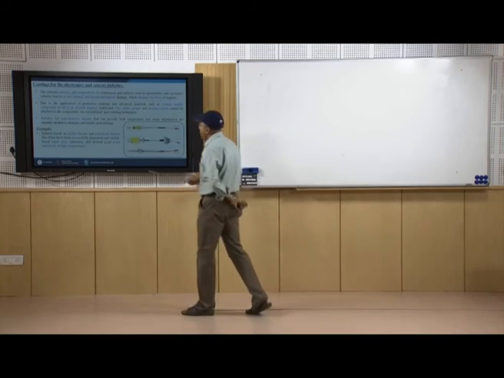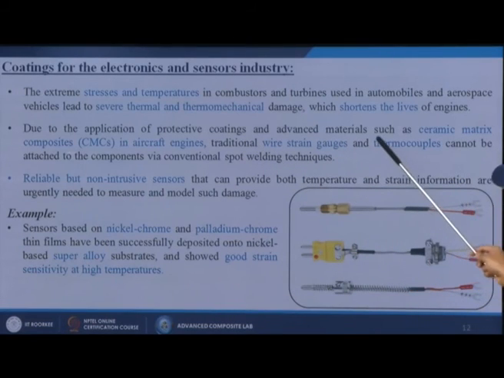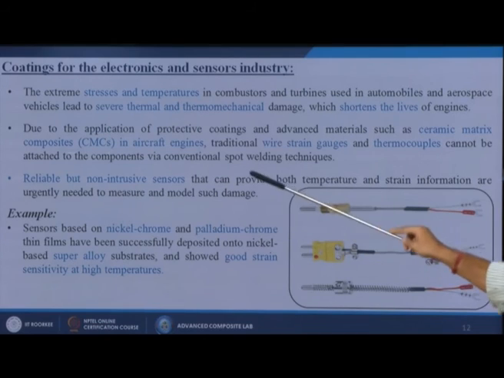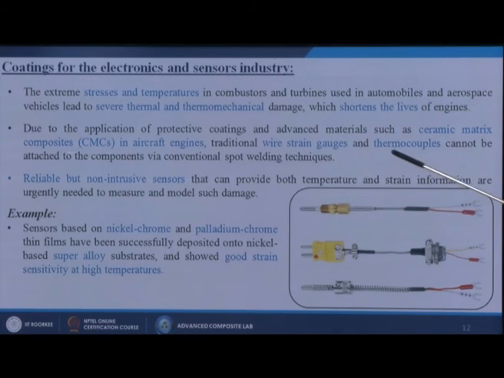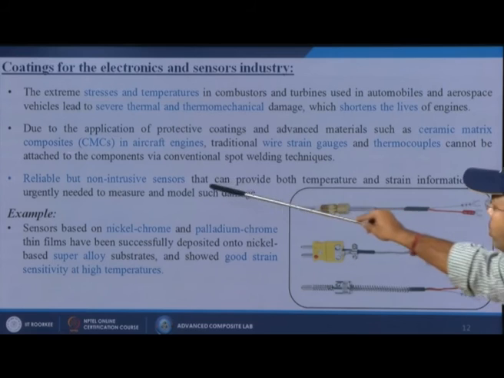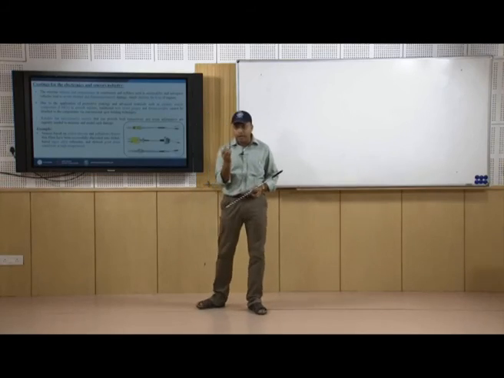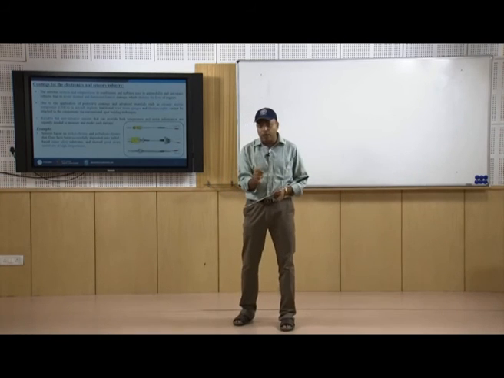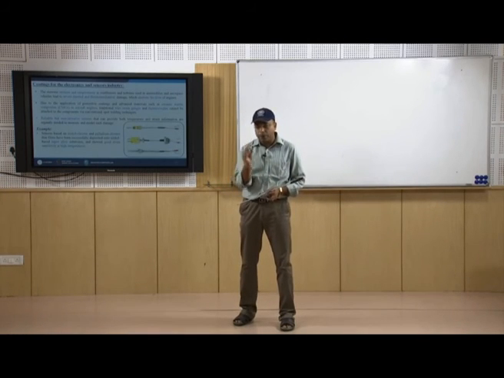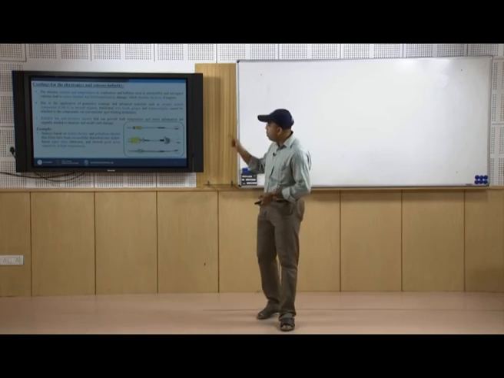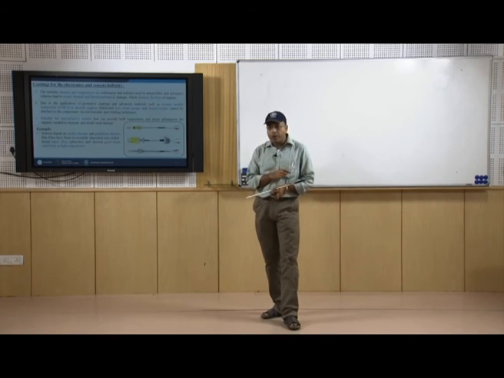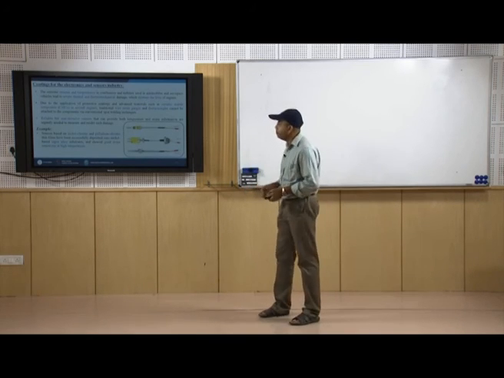Due to the application of protective coatings and advanced materials such as ceramic matrix composites in aircraft engines, traditional wet strain gauges and thermocouples cannot be attached to the components via conventional spot welding techniques. Nowadays we are trying to introduce certain kinds of sensors which we can simply stick onto that surface, or simply put at the point where the temperature will be originating. So it is not only about thermal, it is about anywhere we can put this kind of sensor. Nowadays sensors and actuators are most widely used in our day to day life.